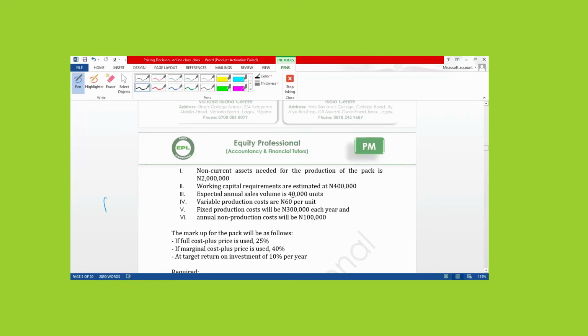Yes, sir. There are 2 aspects to it. It's very possible that this annual non-production cost also includes depreciation. It's also possible that it's not included. But if you are given depreciation separately, you are going to bring it in. If you are dealing with full cost, is that better, please?